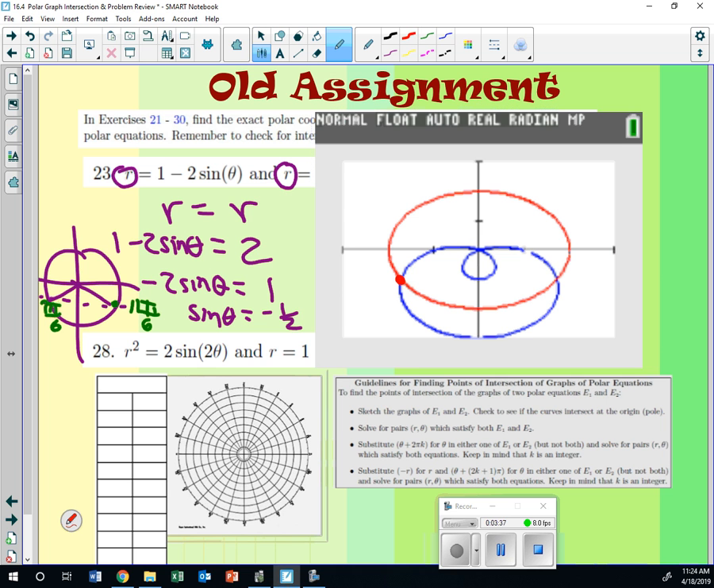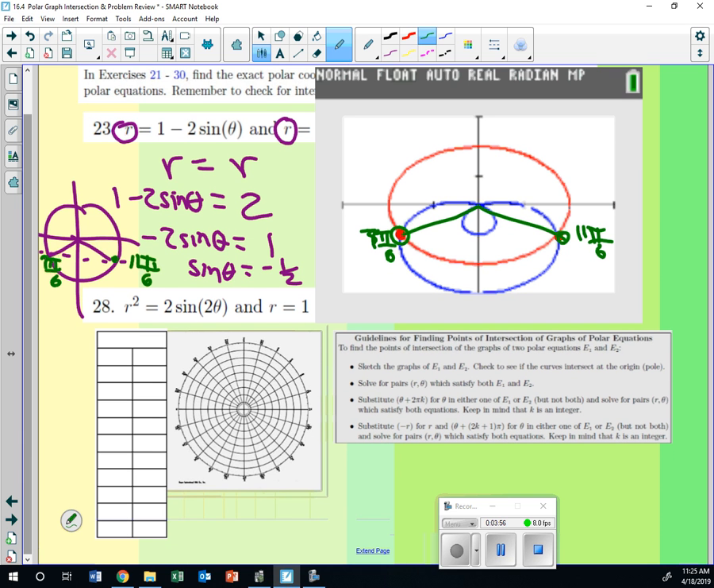So if you look at where these intersect, there's 7 pi over 6, and this one is 11 pi over 6. Isn't that interesting? It worked out perfectly. It's exactly where we thought they would be. Okay, you try this next one.